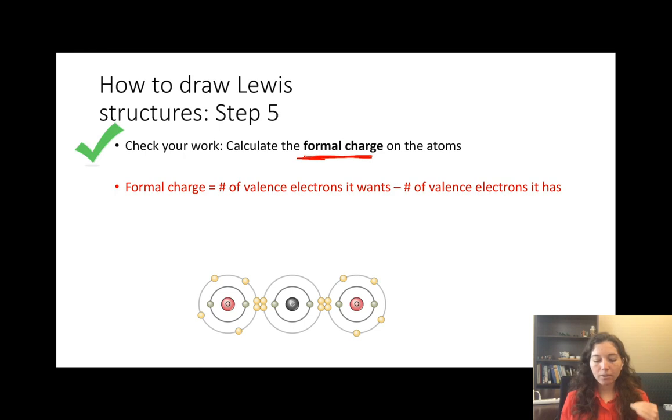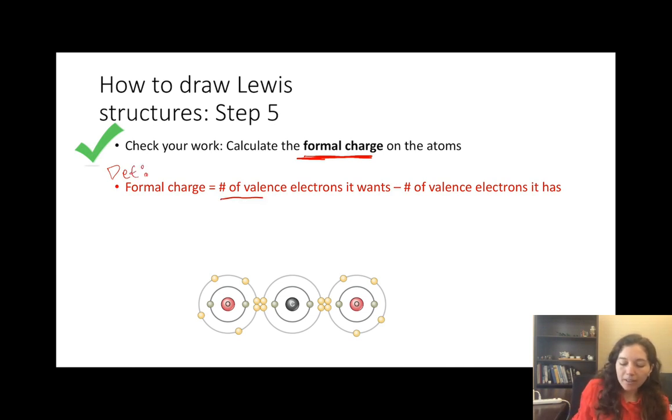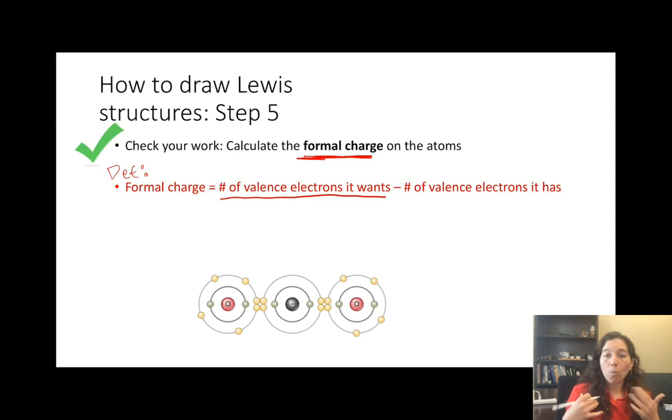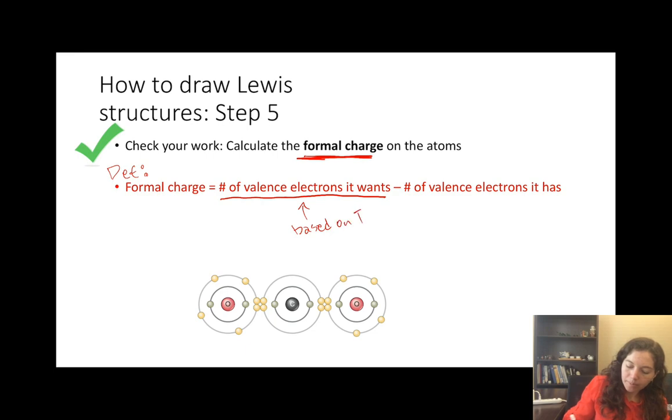So let's talk about what formal charge is. So this is the definition of formal charge here. It is the number of valence electrons that an atom wants. This is based on the periodic table. Subtracted from the number of valence electrons that it currently has.